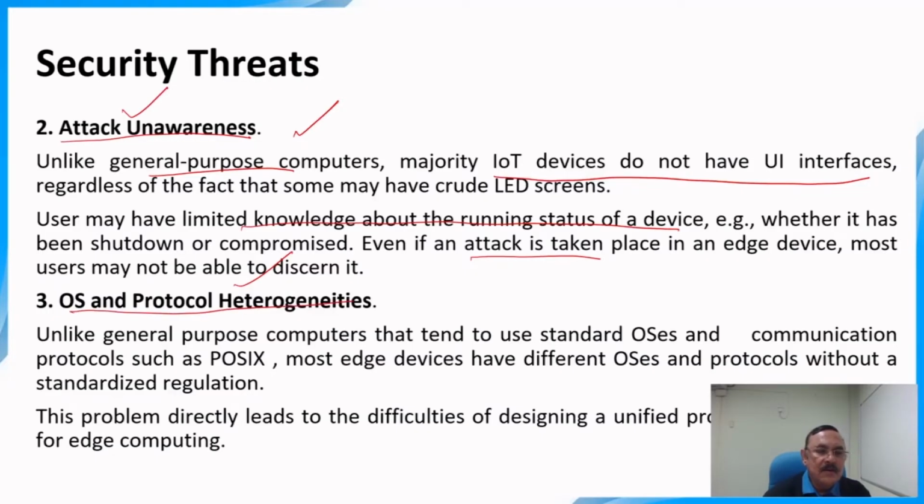Now, the third threat is called operating system and protocol heterogeneity. Unlike general purpose computers that tend to use standardized operating systems and communication protocols, most edge devices have different operating systems and protocols without standardized regulation. This problem directly leads to difficulties in designing a unified protective environment for edge computing.